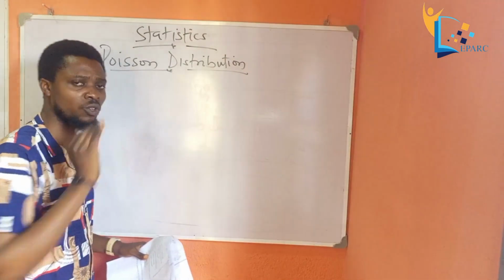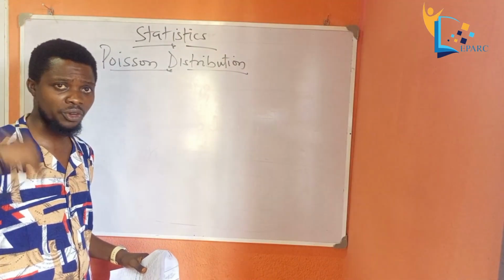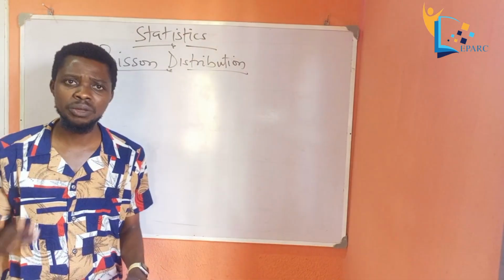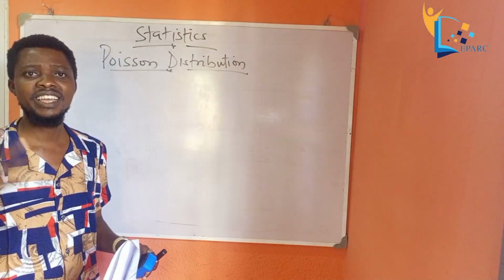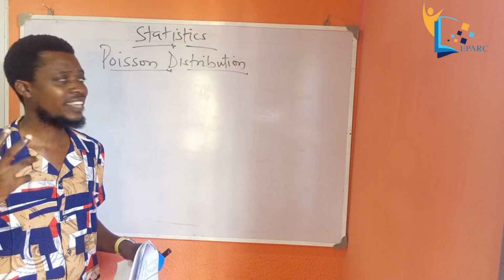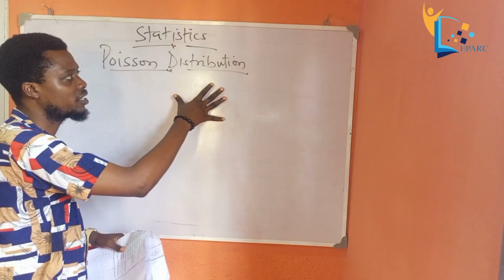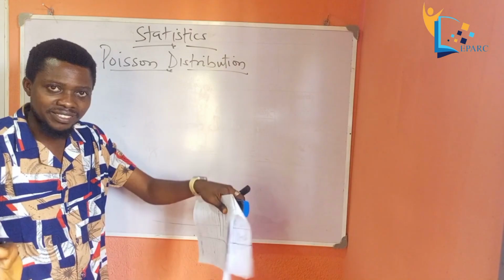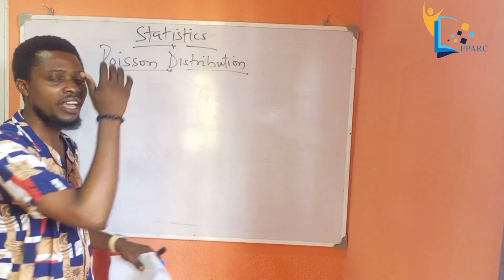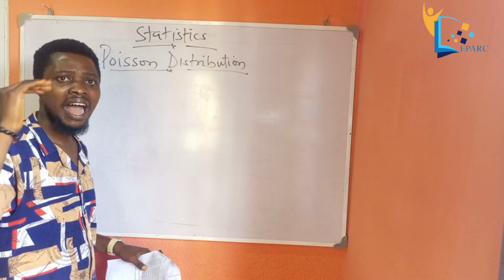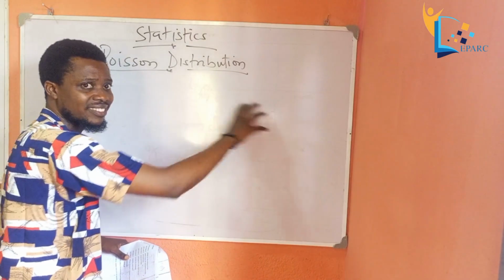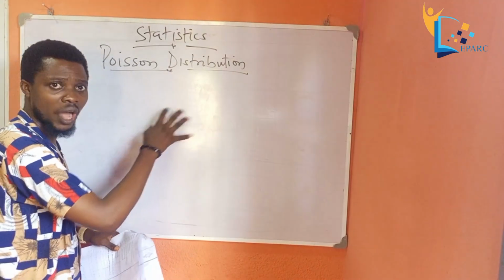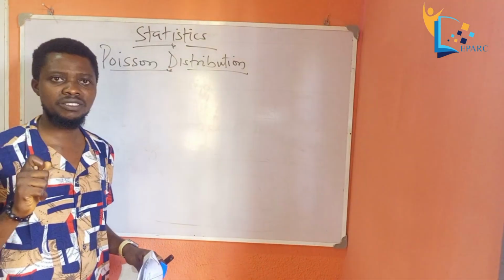So today, Poisson distribution. We have looked at the binomial distribution before now. So when we say Poisson distribution, what do we mean? Poisson distribution is a discrete probability distribution that helps us explain the number of times an event is likely to occur within a given time interval.